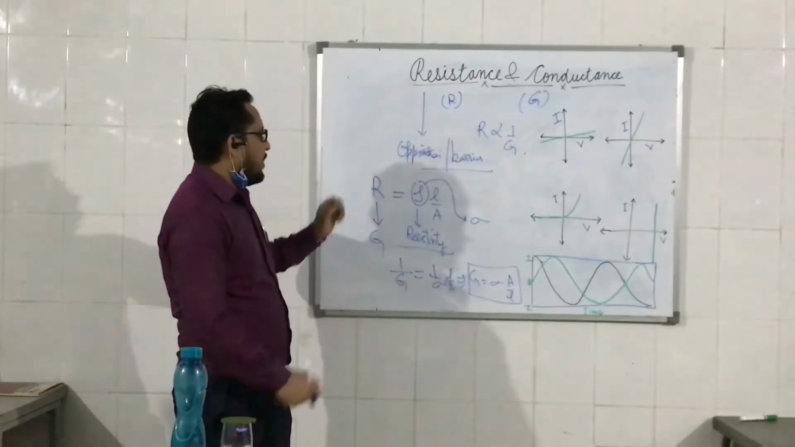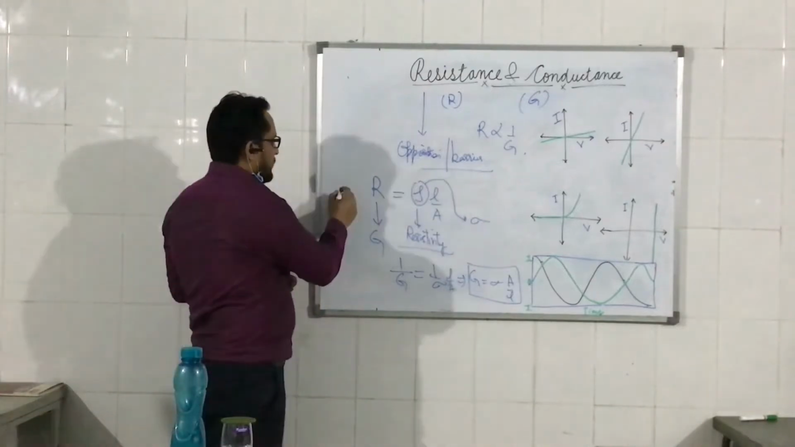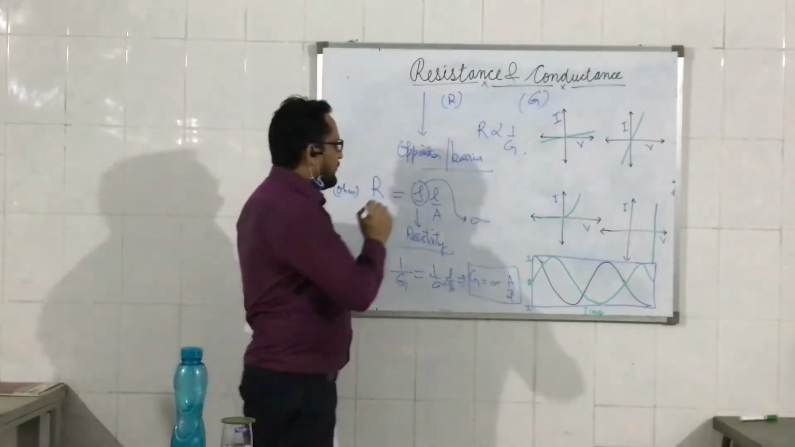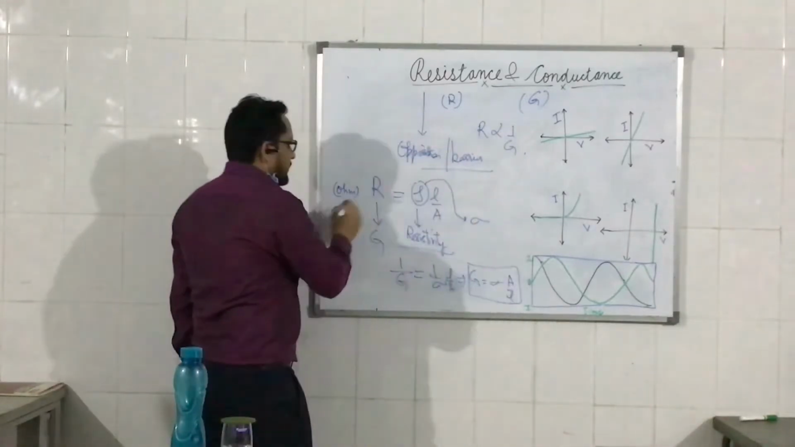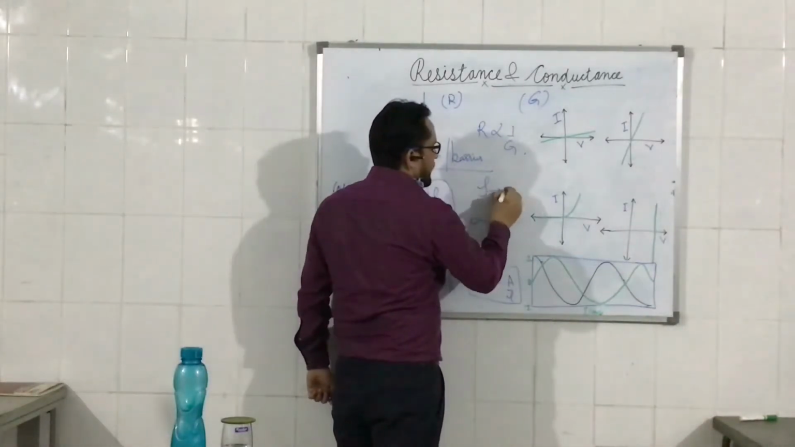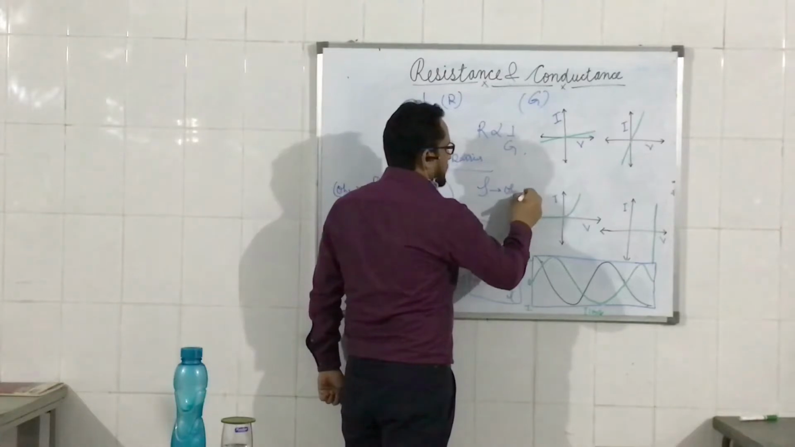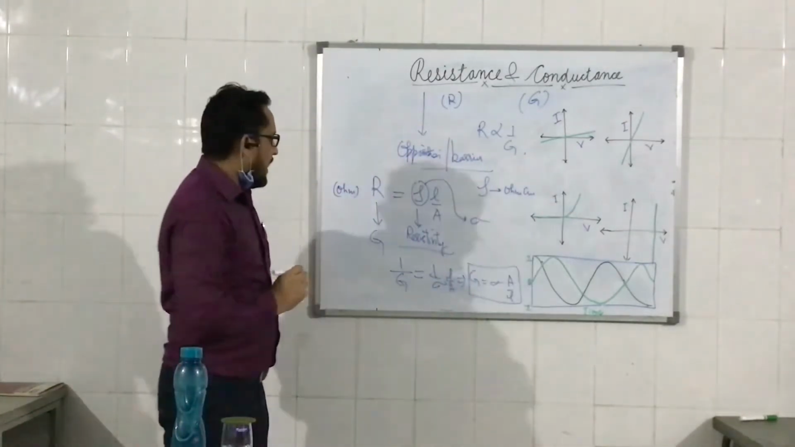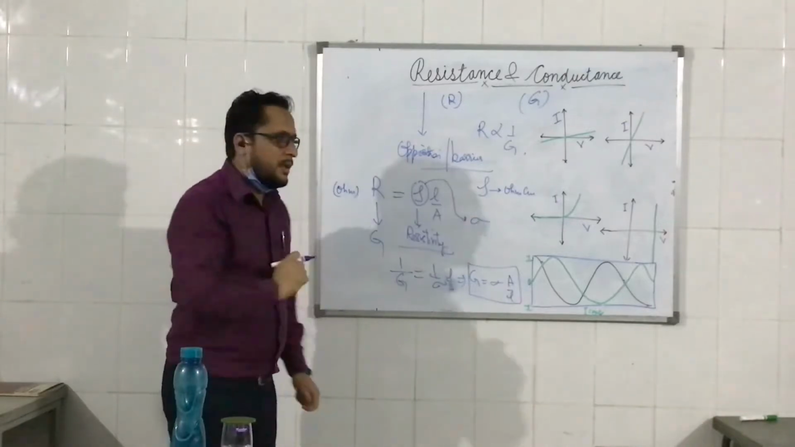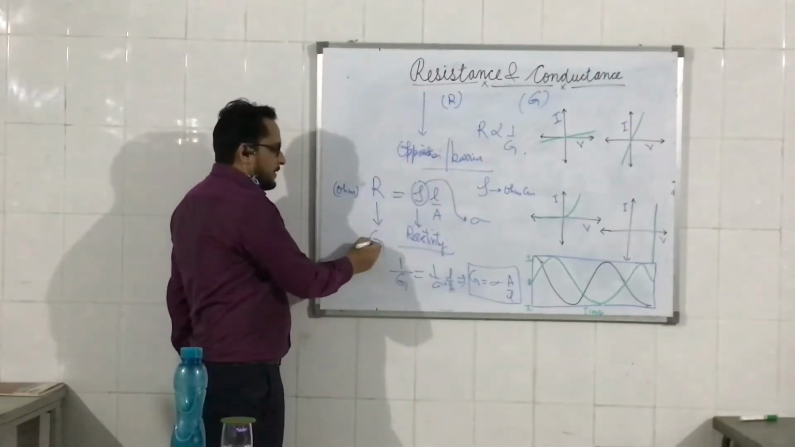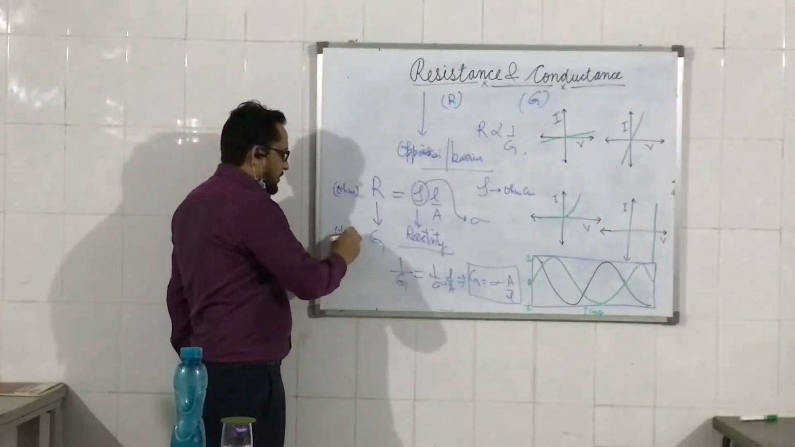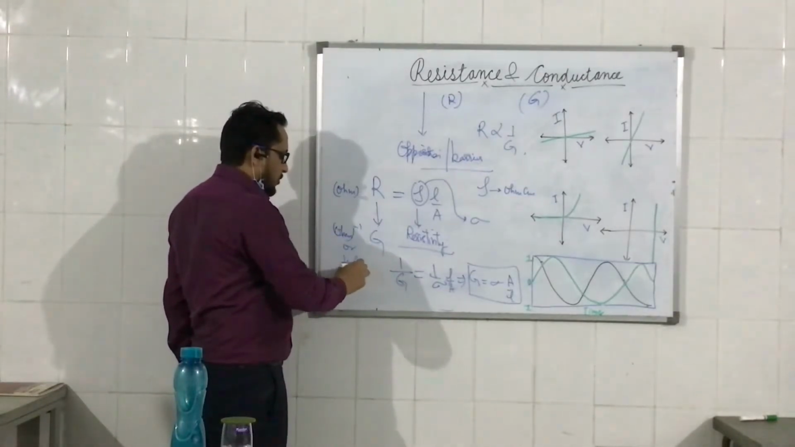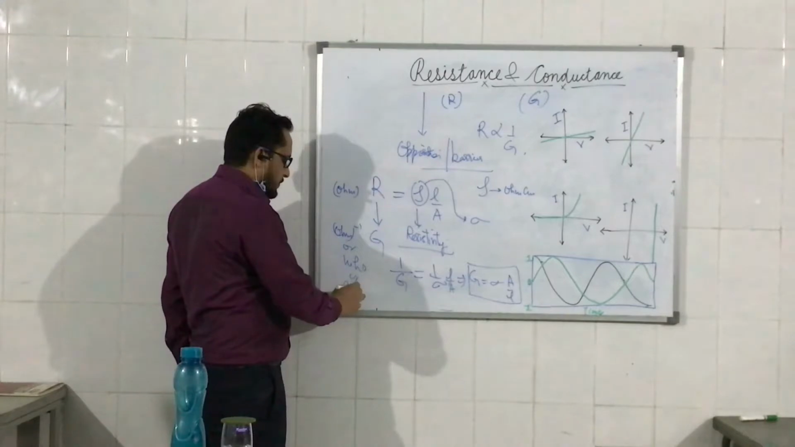Clear? Now, the unit of resistance is ohms, while the unit of resistivity is ohm centimeter. Clear? And since conductance is its reciprocal, the unit of conductance is ohm inverse, or we can call it mho or Siemens.